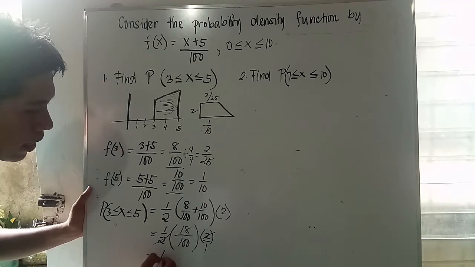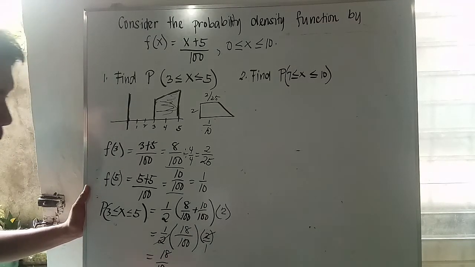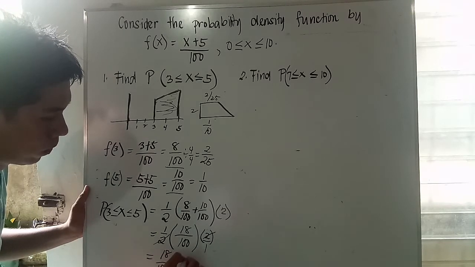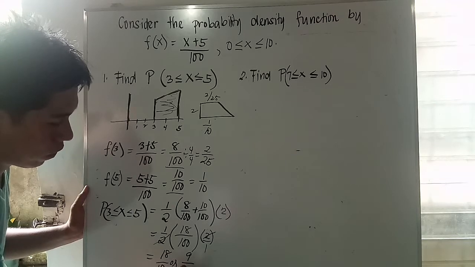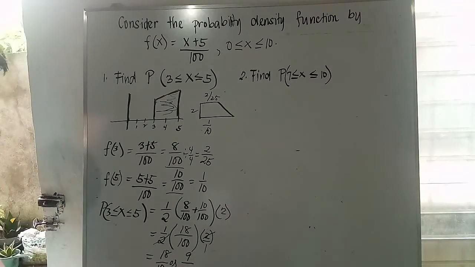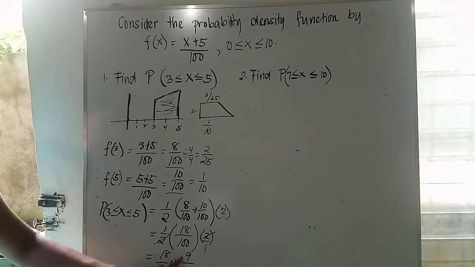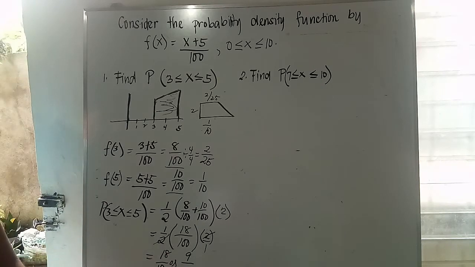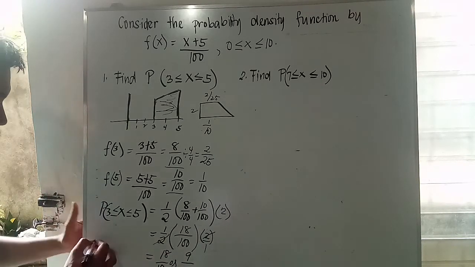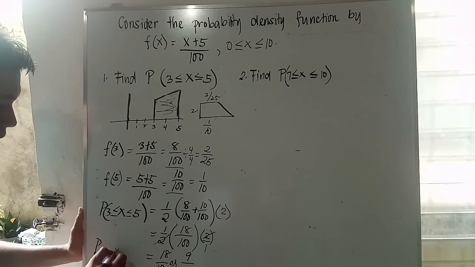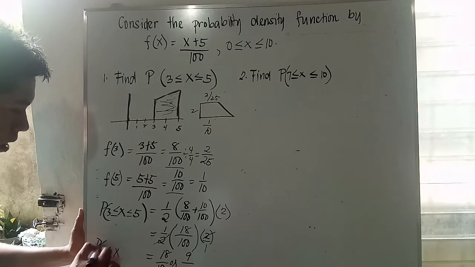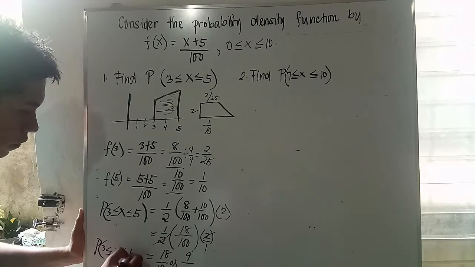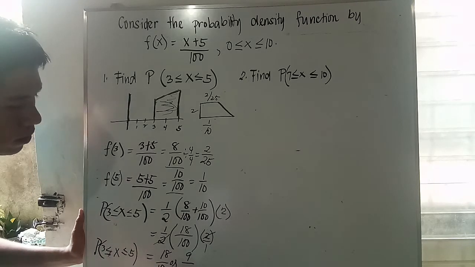So the answer is 18 over 100, or 9 over 50. Okay? 18 divided by 2 is 9, then 100 divided by 2 is 50. So that is the probability of x being greater than or equal to 3 but less than or equal to 5. That is the answer.